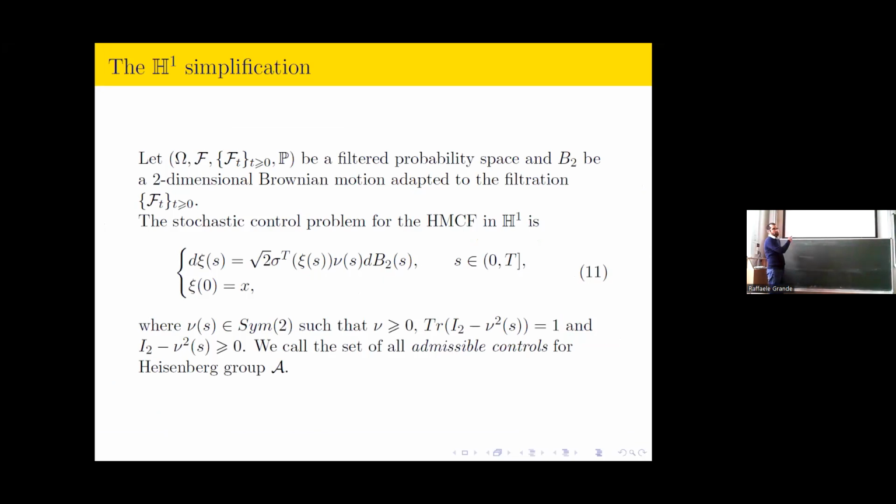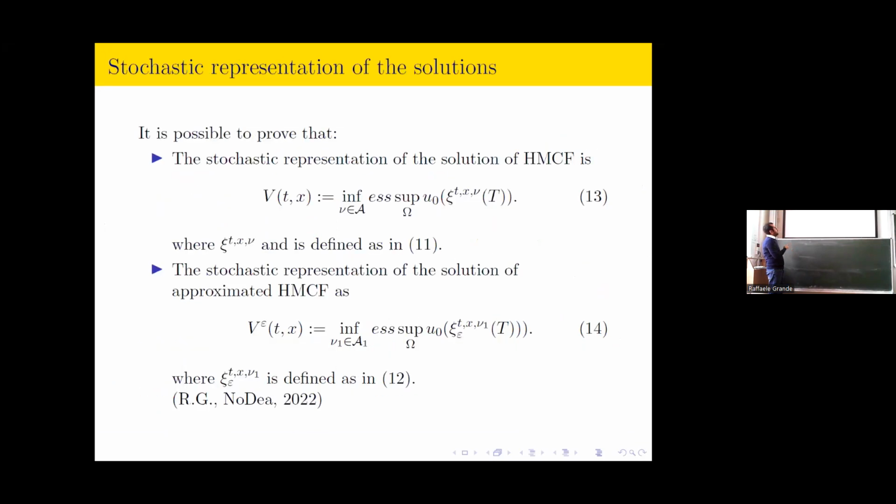Here, of course, we have to take into account also the structure of the geometry, that is also this matrix. Then it's possible to generalize the structure given by Soner and Touzi in the sub-Riemannian setting. So we can take the stochastic representation of the solution of the horizontal curvature flow as an infimum over a particular class of controls of an essential supremum of a function u0. This function u0 can be smooth or Lipschitz, depending on the kind of problem that we are dealing with, but it goes from R^n to R.